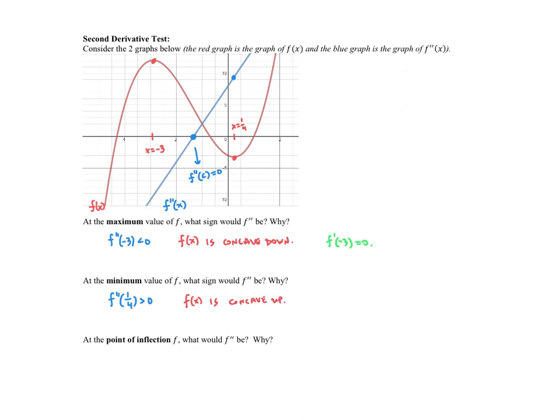Okay, so if I were to consider f prime at 1/4, that would also be 0, right? The slope of the tangent line at both that min value at 1/4 and max value at x equals -3 would both be 0.